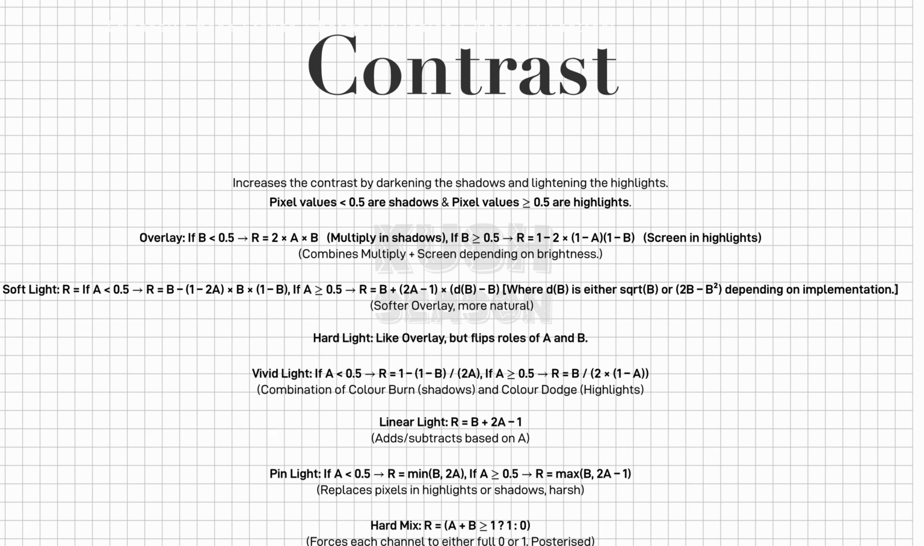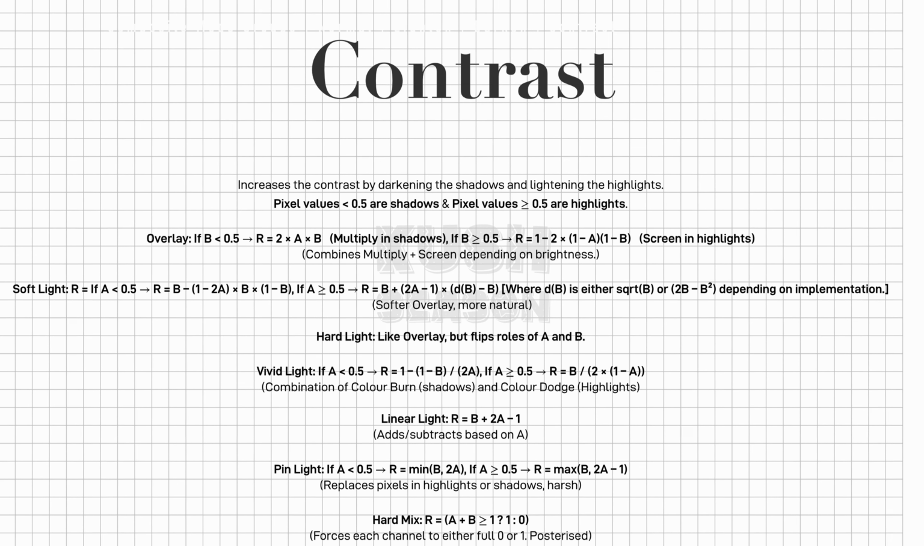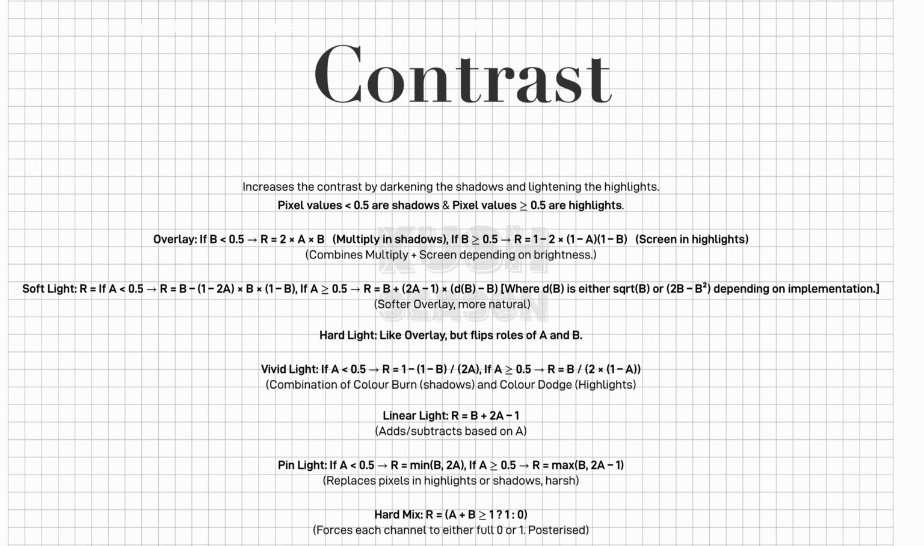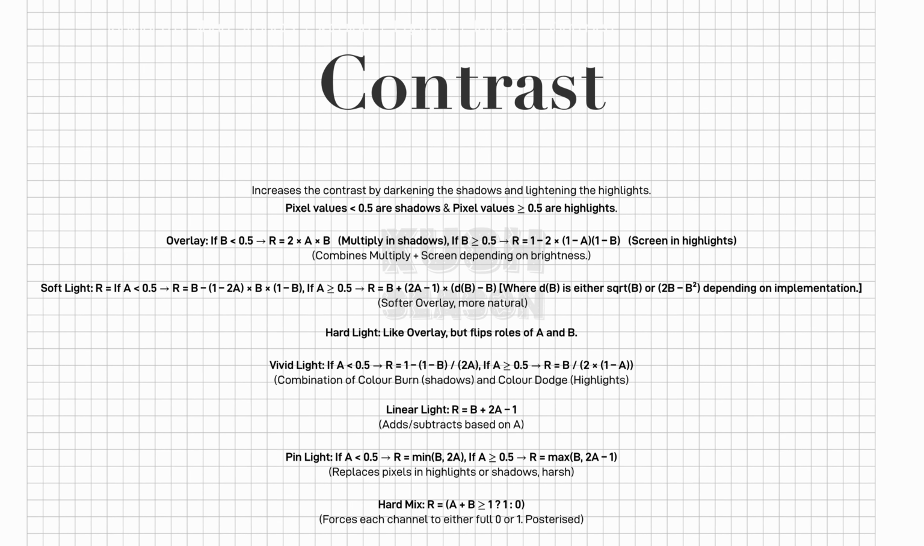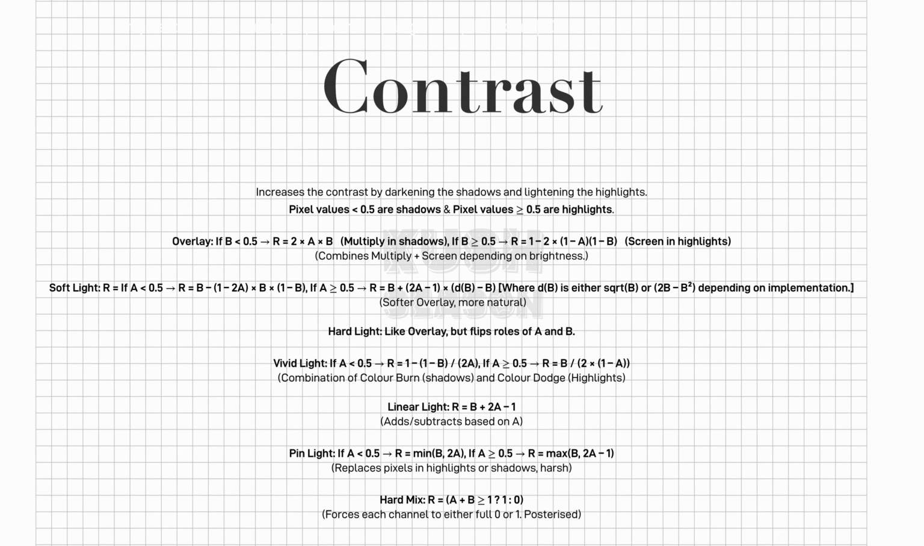Each of these modes in their application divide your pixels into highlights and lowlights. Basically, pixel values higher than 0.5 are considered as highlights, and pixel values lower than 0.5 are considered as shadows, darks, lowlights. What these modes do is that they apply different operations to the highlights and the lowlights to give you that contrasted look. Within the contrast category, you have 7 composite modes.